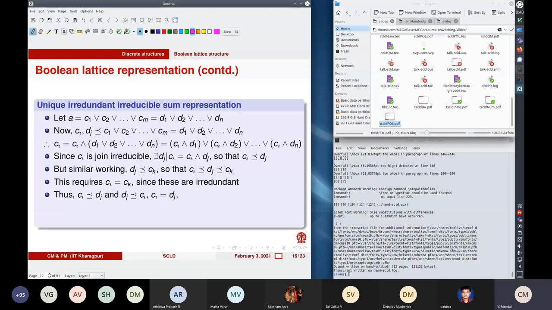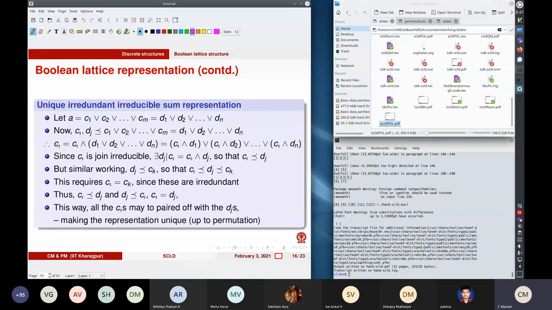This way, if you carry on, you can pair off all the Ci's with all the Dj's, and that way you can show that this irredundant irreducible sum representation is unique up to permutation, of course. That is an important property.